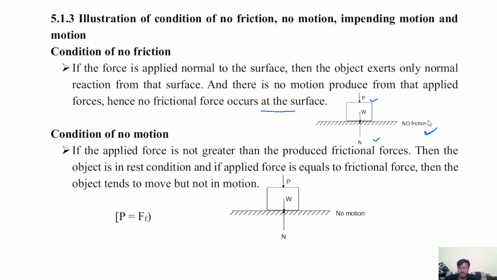Another condition is the condition of no motion: if the applied force is not greater than the produced friction force. That means this is the friction force and this P is the applied force. This applied force P is not greater than this friction force, then the object is at rest. And if the applied force is equal to the frictional force, then the object tends to move but is not in motion. Means if the applied force is equal to or less than the frictional force, there is no motion. That condition is the condition of no motion.